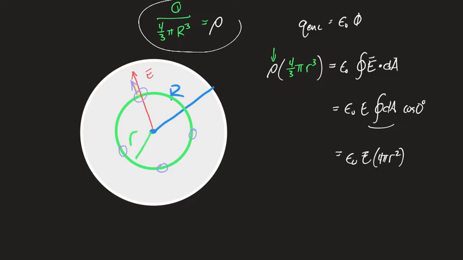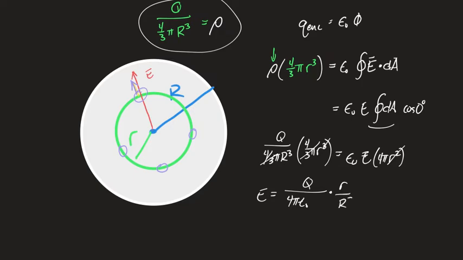I see no reason not to dump this into rho and get Q over 4/3 pi big R cubed times 4/3 pi little r cubed. And now solve this for the electric field. Some stuff's going to cancel out, like the 4/3 pi and the 4/3 pi, the r squared and 2 of those. And it looks like I'm going to be left with E equals Q over 4 pi epsilon naught times r over R cubed.